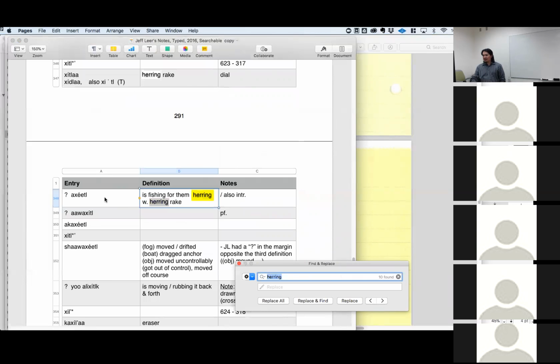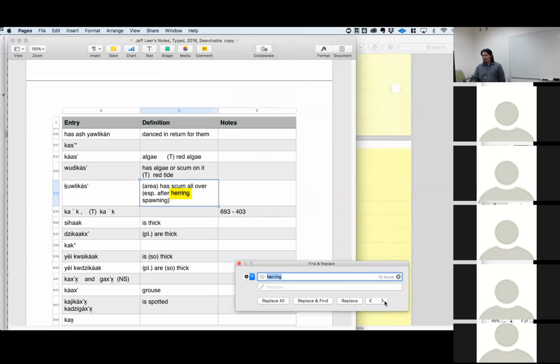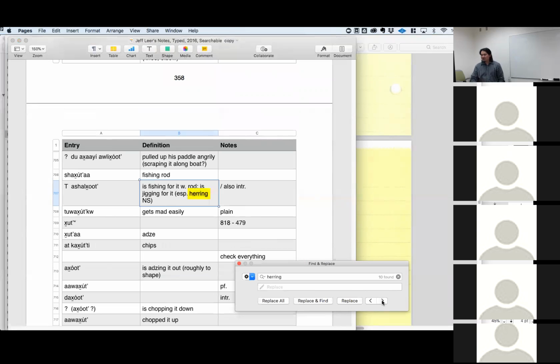Fishing for herring, a heat. It's actually raking, with a herring rake. Has scum all over it after the herring spawn, and that's like an algae sort of tidal kind of scum on there. Is fishing, especially for herring. A shalchut.